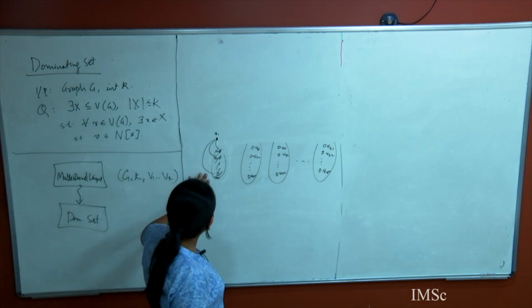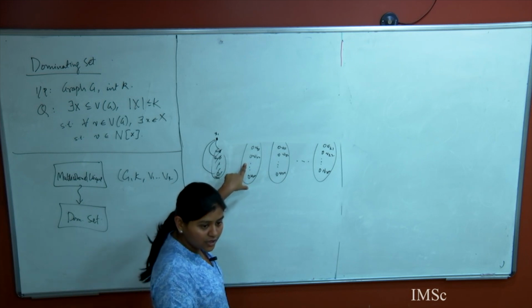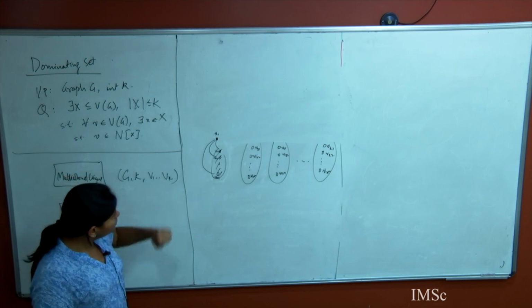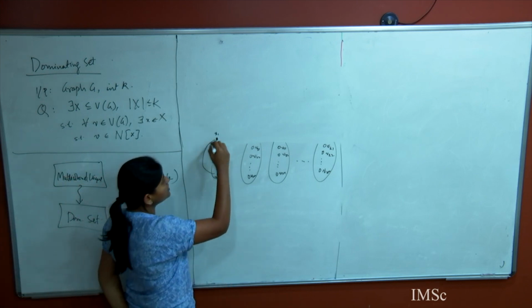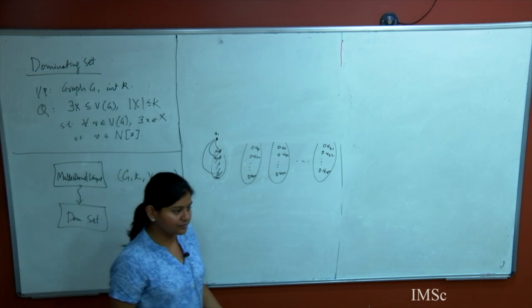But notice that everybody may be dominated from outside also. So how do we ensure that we pick something from this part? To do that, let us add one vertex which is adjacent to everybody. Now this vertex needs to be dominated.